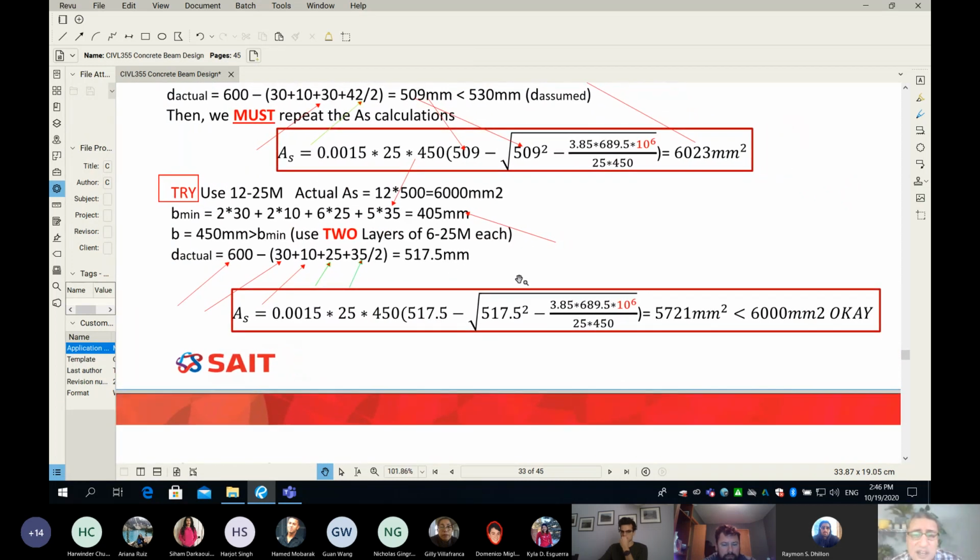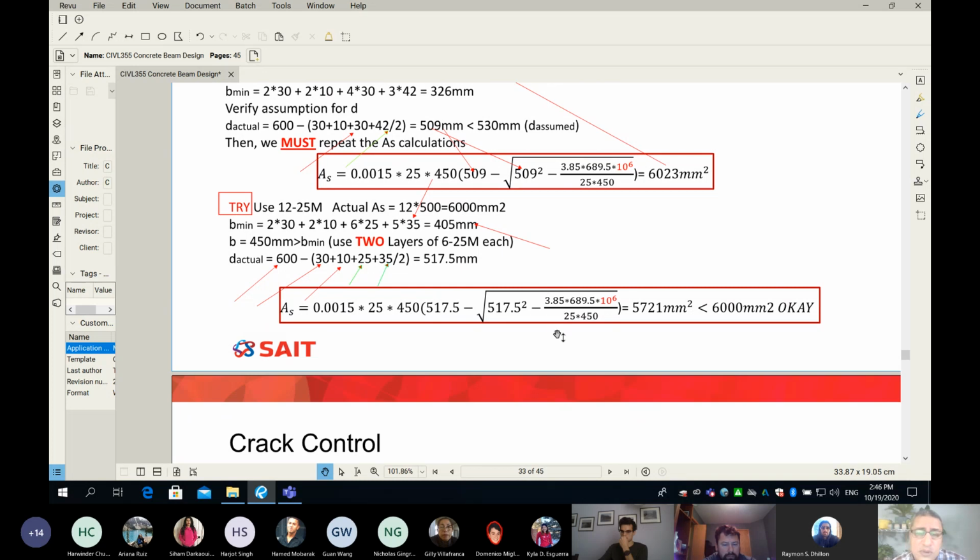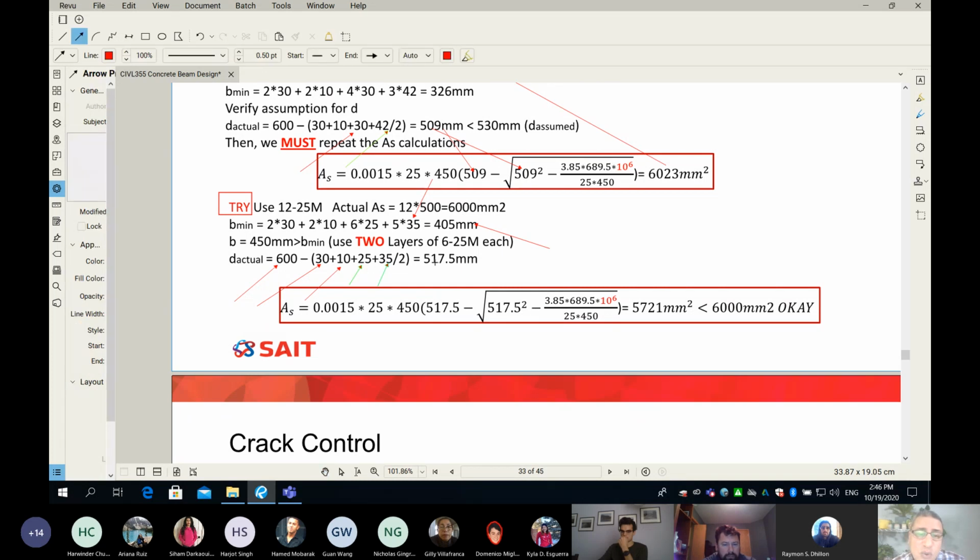And what happens here, if I go back to the same equation one more time with a new G actual? Here we go. So here's my G actual. Guess what? I got 5721. Does it make sense? It makes sense because simply I gained more lever arm. When I gain more lever arm, I simply get less area of steel. So now I needed 5721.